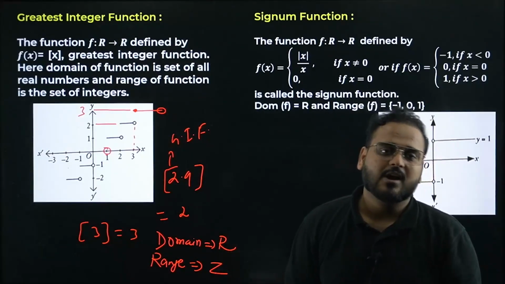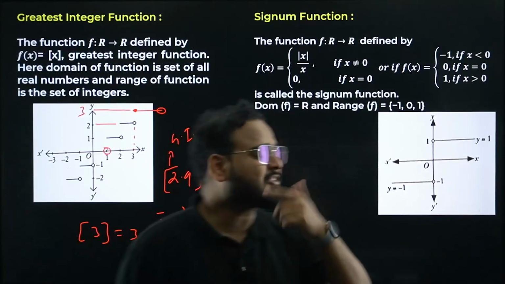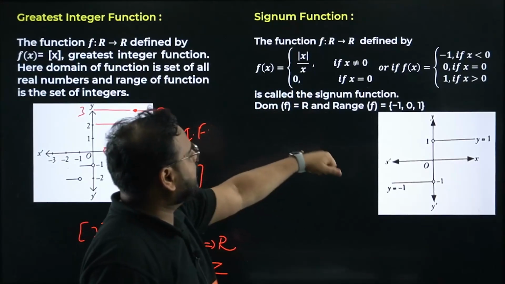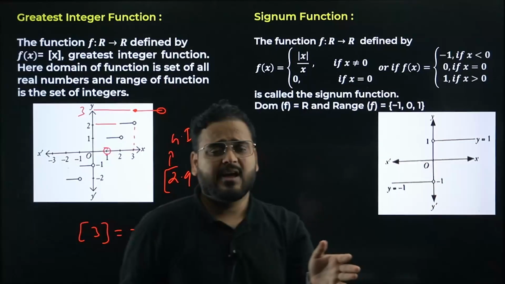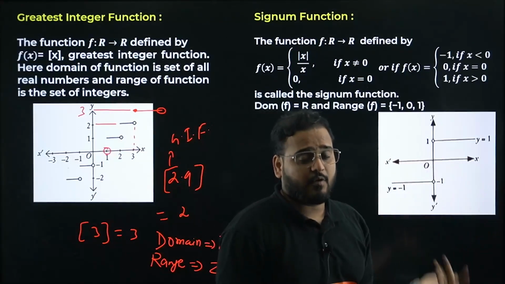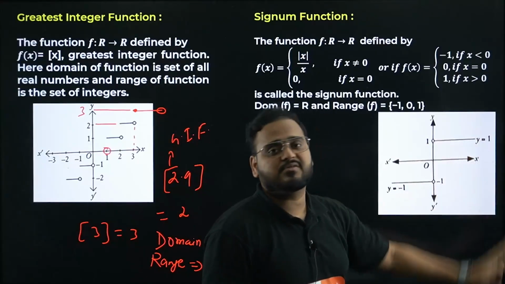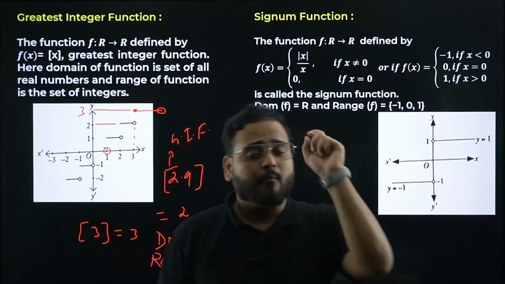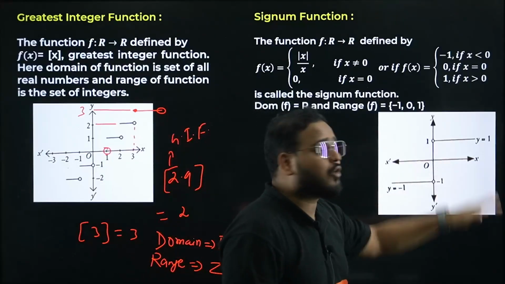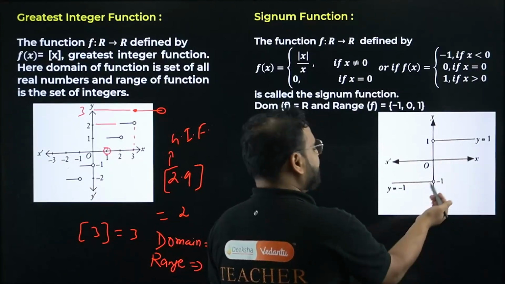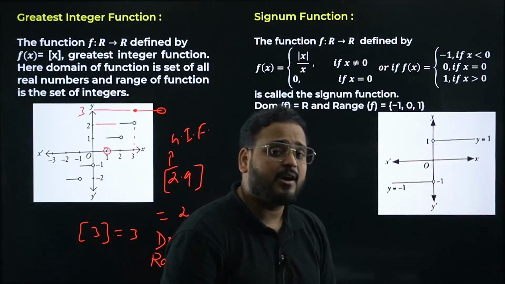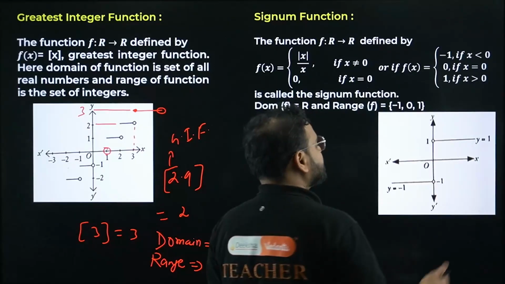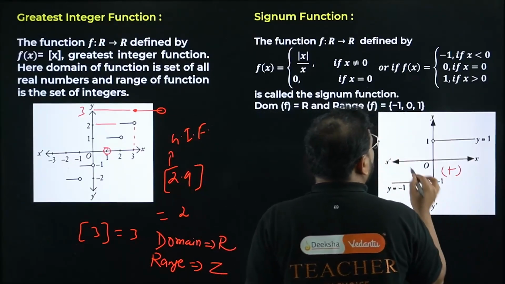Now let's move on to the signum function. The signum function is very simple. Any positive value you take, meaning more than 0, the answer is always 1. You take 1.5, 11.5, or 11,005, it doesn't matter. Whatever value you take which is more than 0, the answer is always 1. And if you take any value less than 0, on the negative side, the answer is always minus 1. So it is plus 1 for all positive values and minus 1 for all negative values.